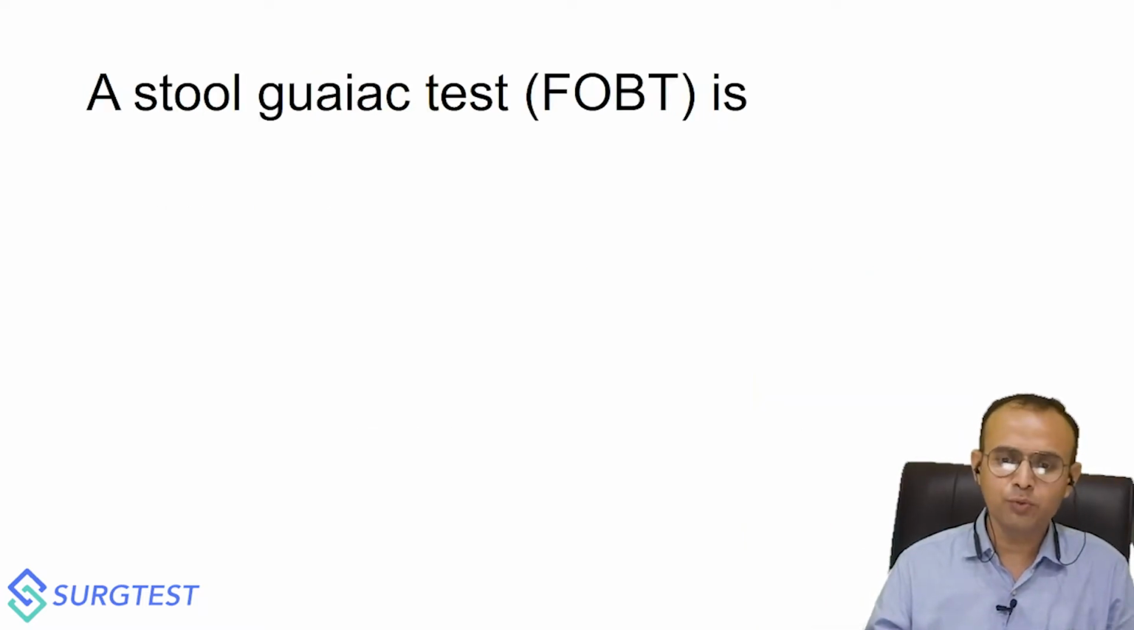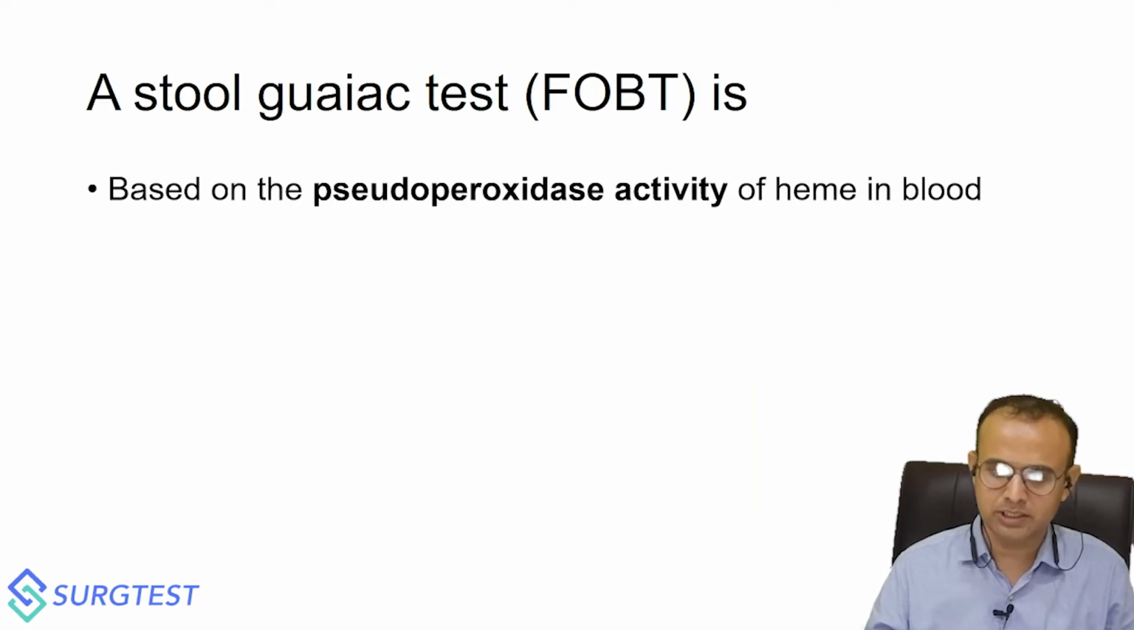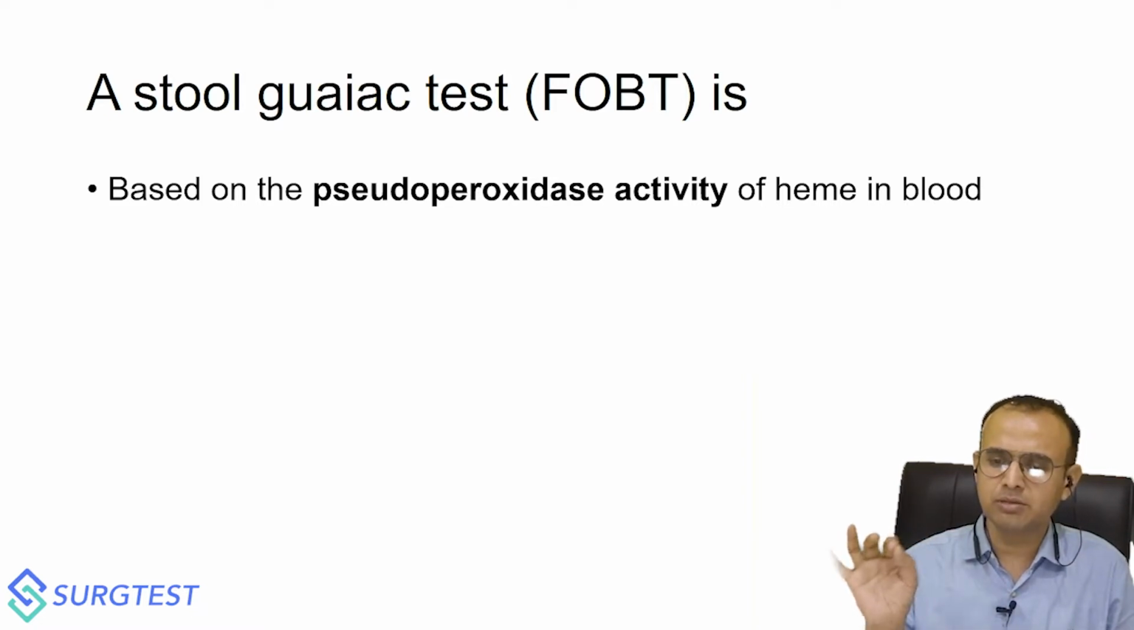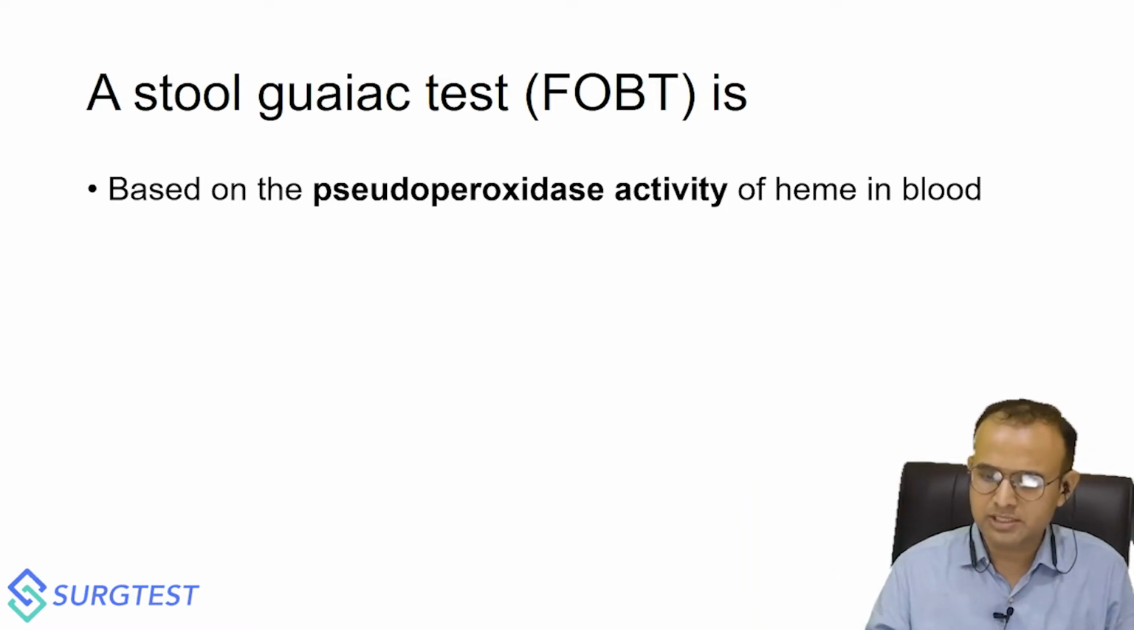What do we do? FOBT, that is fecal occult blood test, by doing the stool guaiac test. It is based on the pseudoperoxidase activity of heme in the blood. What they do is they take a stool sample and test it in the lab. This test, FOBT, is based on the pseudoperoxidase activity.